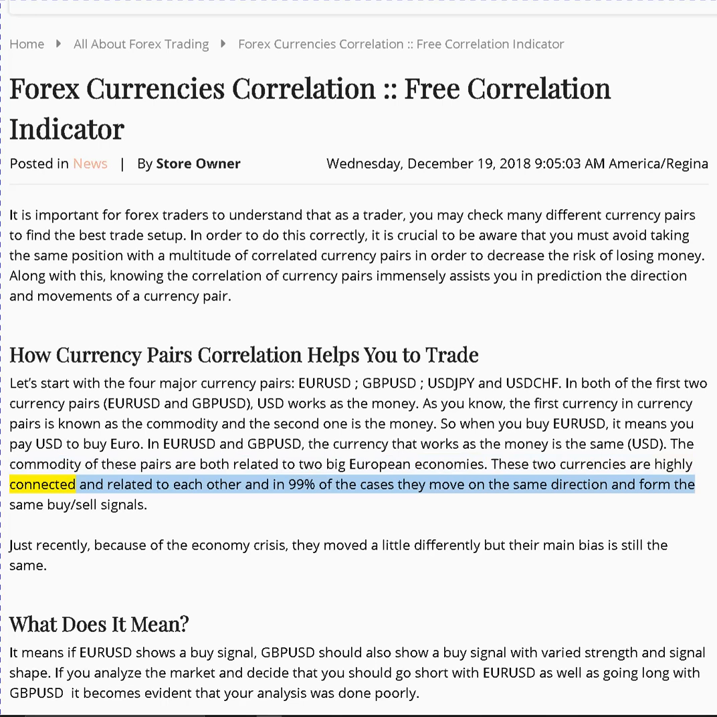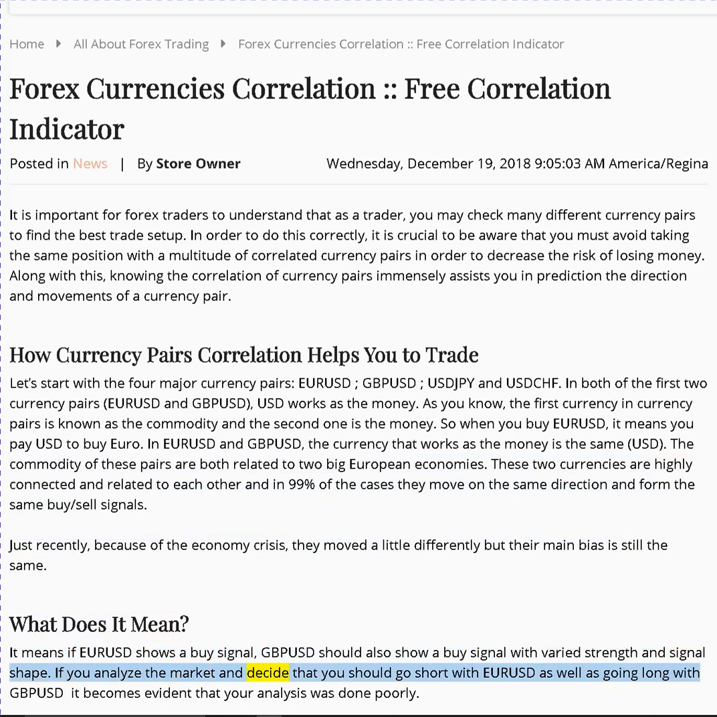These two currencies are highly connected and related to each other, and in 99% of the cases they move in the same direction and form the same buy-sell signals. Just recently, because of the economic crisis, they moved a little differently, but their main bias is still the same. What does it mean? It means if EURUSD shows a buy signal, GBPUSD should also show a buy signal with varied strength and signal shape.